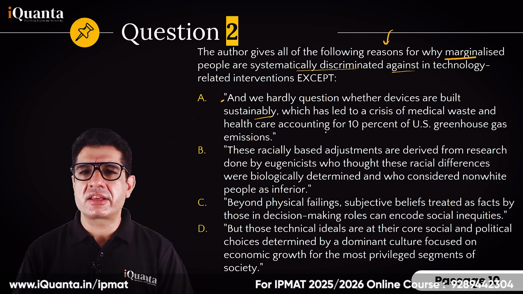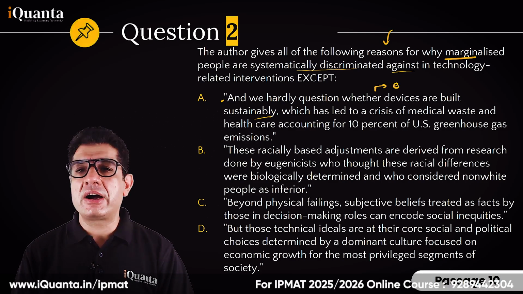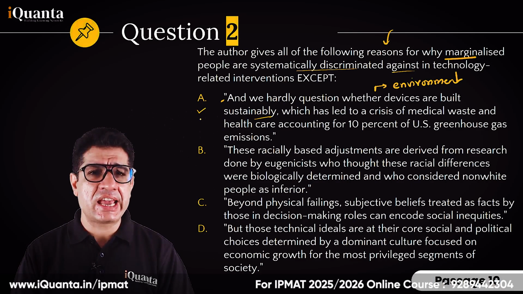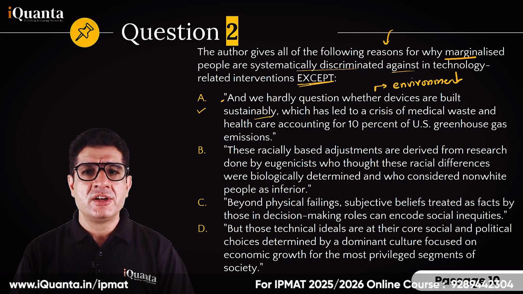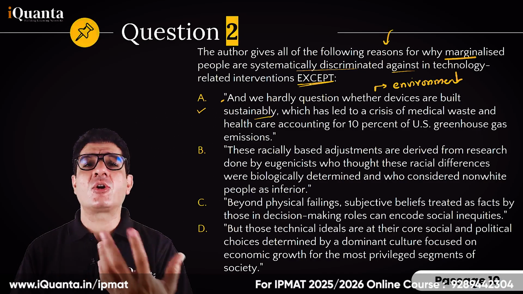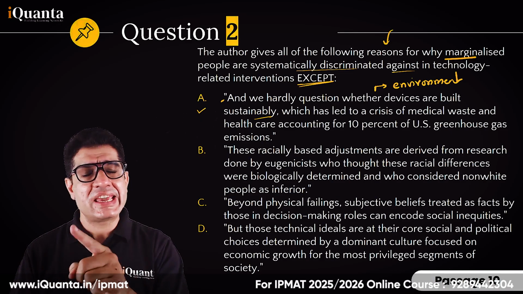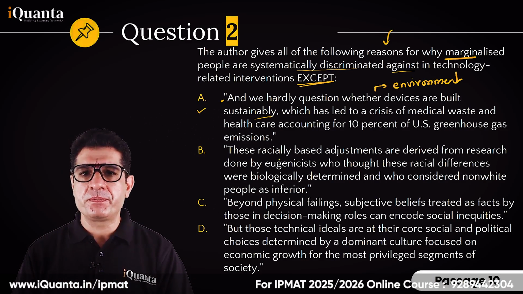Let's check. So A, we hardly question whether devices are built sustainably, which has led to a crisis of medical waste and healthcare, accounting for 10% of US greenhouse gas emissions. This is about environment. It is not about the marginalized people. So A can be an answer. Look at except. So 3 of these are talking about marginalized people. 1 is not. That's the one that we are concerned about. So A is environment.